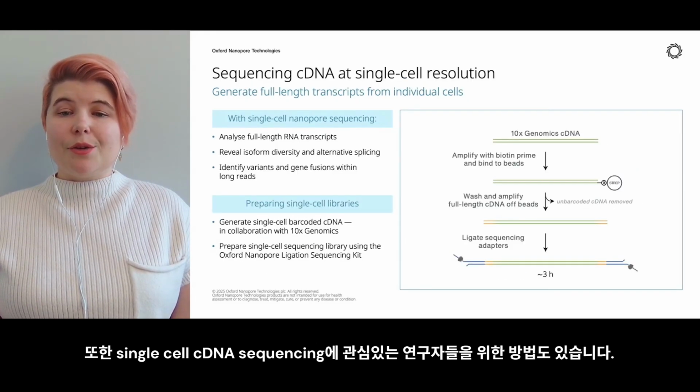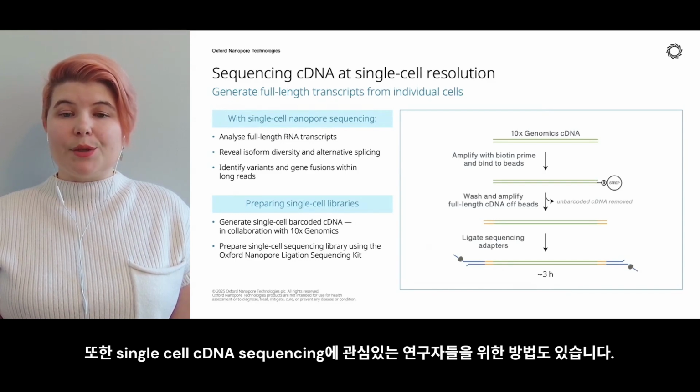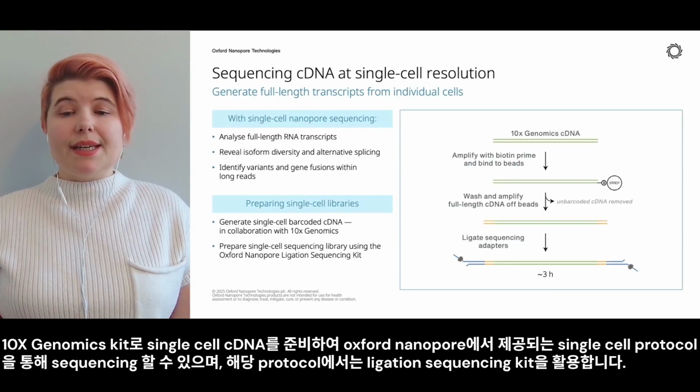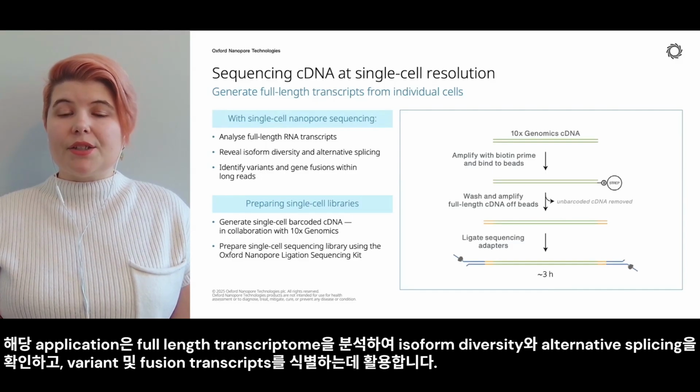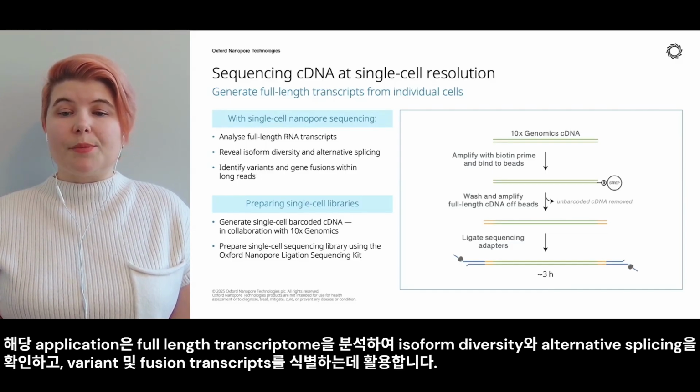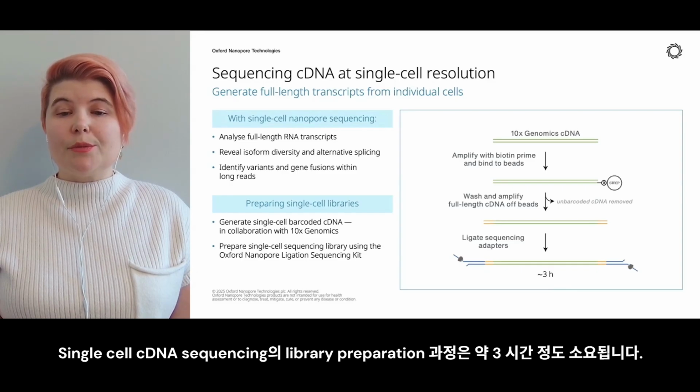Sequencing methods are also available for those interested in sequencing cDNA at single-cell resolution. Single-cell cDNA prepared with 10x Genomics kits can be used for Oxford Nanopore sequencing with our single-cell protocols, which utilize the ligation sequencing kit. This application supports analysis of full-length transcripts to reveal isoform diversity and alternative splicing, along with identification of variants and gene fusions, all with the streamlined 3-hour library preparation protocol.